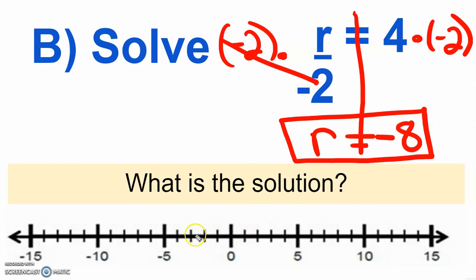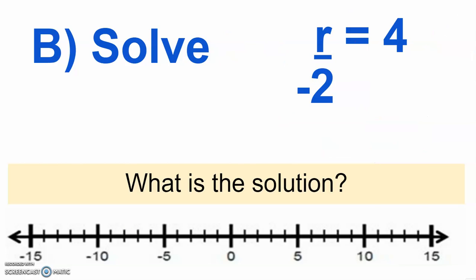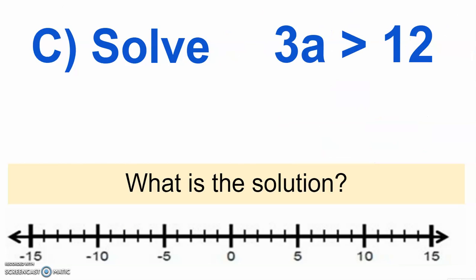So let me go to my number line. The solution would be -1, 2, 3, 4, 5, 6, 7, 8, right there at -8. That is the single solution to this equation. Okay, now let's look at this one. First of all, let's go ahead and solve it.